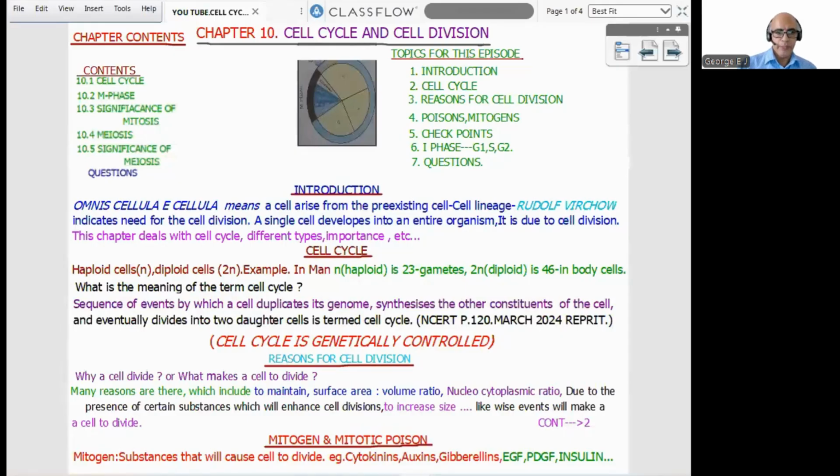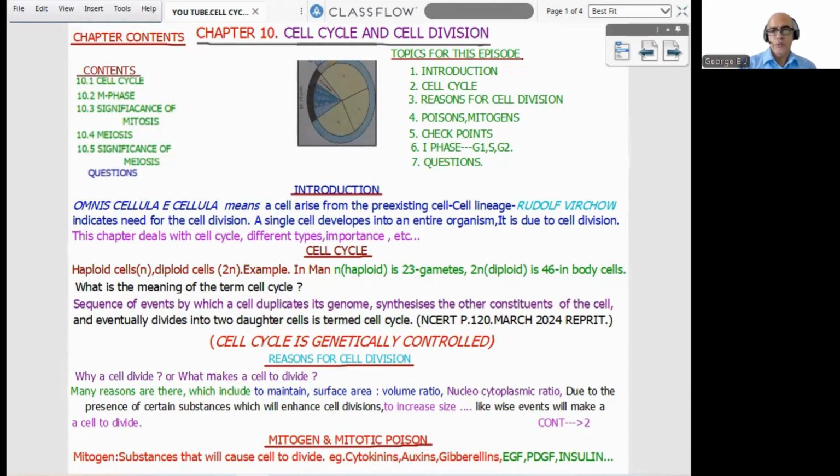So we can proceed. First I will share the screen so it will be convenient for you. I think the screen came, so we can proceed. What all items will be discussed in this chapter? For that, the NCERT content is given here. And what we will be discussing in this episode is given here. So we can proceed. First, we can start with the term introduction.